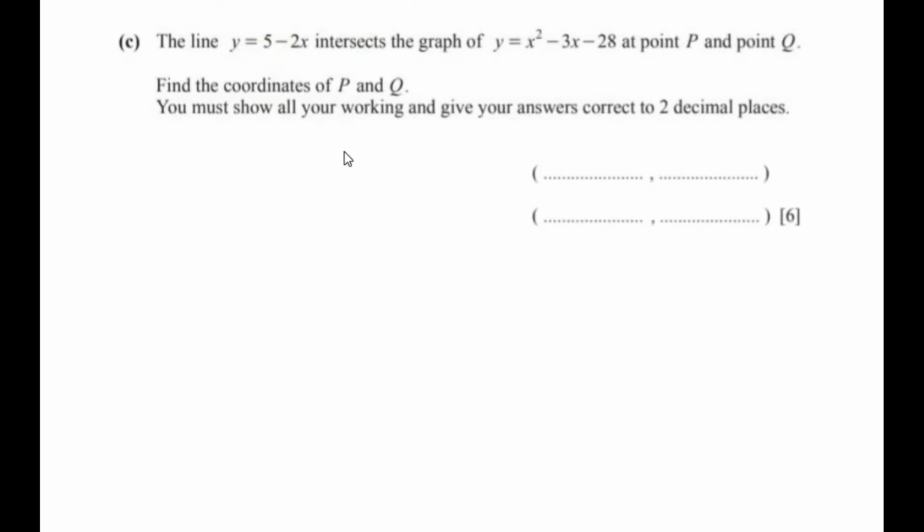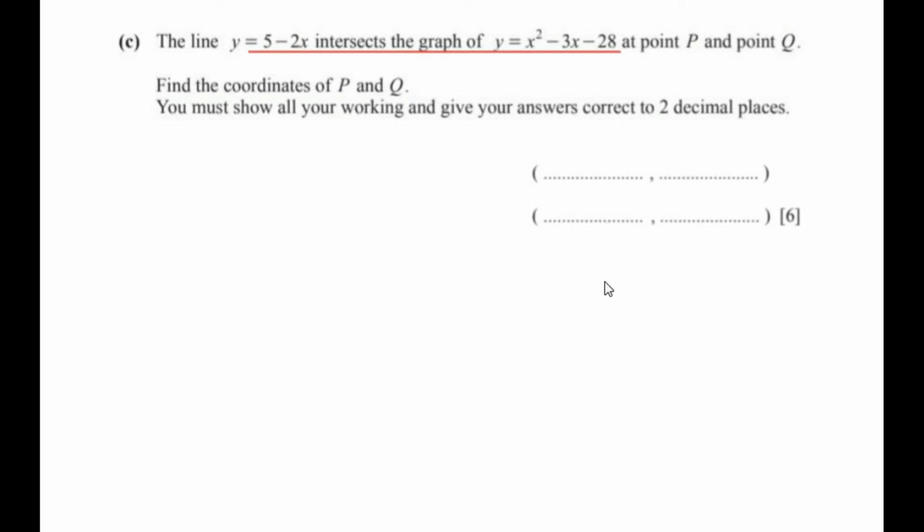Now moving on to the last part of this question: the line y is equal to 5 minus 2x intersects the graph of y is equal to x square minus 3x minus 28 at point P and point Q. Find the coordinates of P and Q.